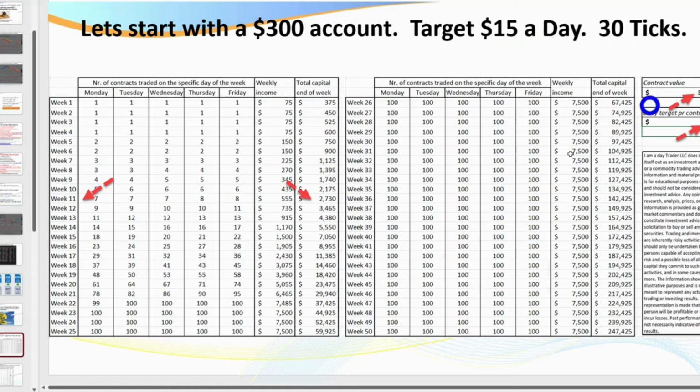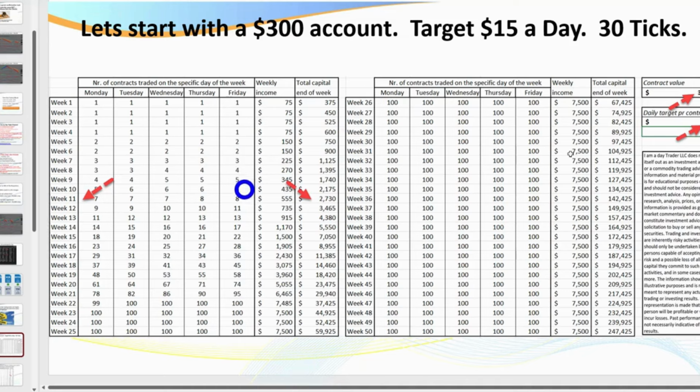Okay, within 11 weeks your account size is now 2,700, and you're now ready to roll over to the big contract. And for those that are not familiar with my spreadsheet, which you can download, here we're only increasing our contracts each time we double our money. So here we need 600 to go to 2, we need 900 to go to 3. This is how you do it. This is the correct way of trading. Okay, so we're using the market's money.